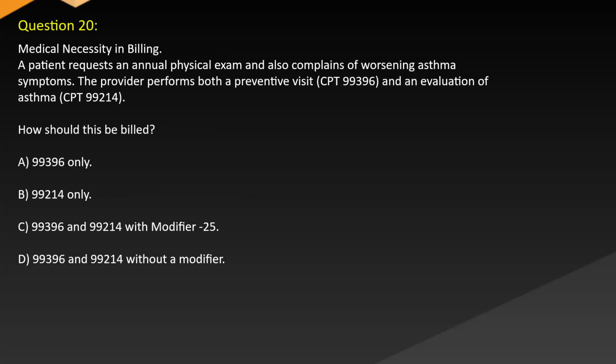Question 20. Medical necessity and billing. A patient requests an annual physical exam and also complains of worsening asthma symptoms. The provider performs both a preventive visit, CPT 99396, and an evaluation of asthma, CPT 99214. How should this be billed? A. 99396 only, B. 99214 only, C. 99396 and 99214 with modifier -25, D. 99396 and 99214 without a modifier.